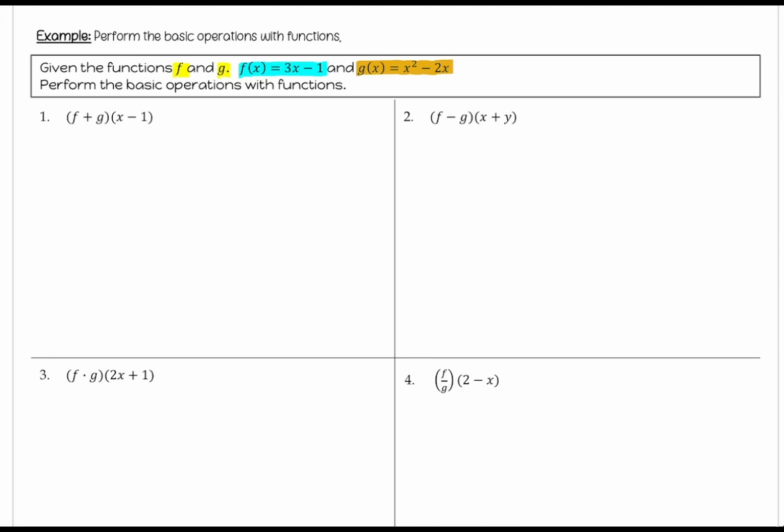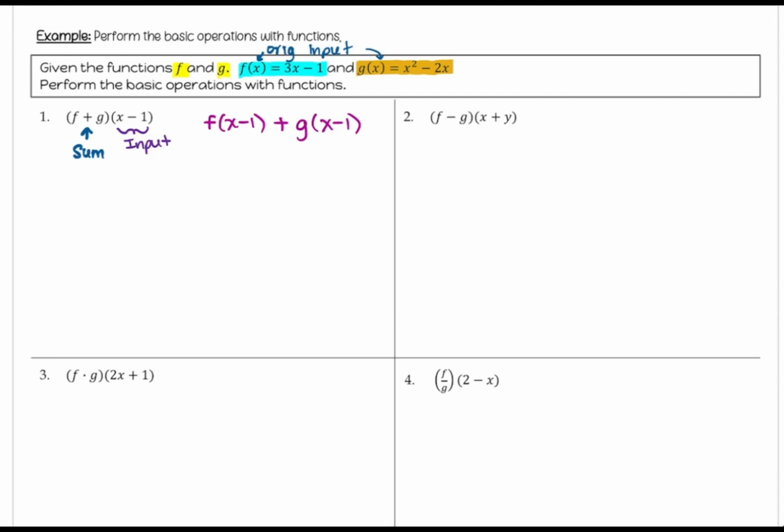So what we have for this first one is f plus g. So the operation we are doing is we're going to be adding. We have some sort of input. So what this is asking us to do is to take our f function, input that x minus 1, and add the g function in which we're inputting the same exact input. All right, so we are taking the f function, and the f function is stated as 3x minus 1. This x is the original input, both for g and f function.